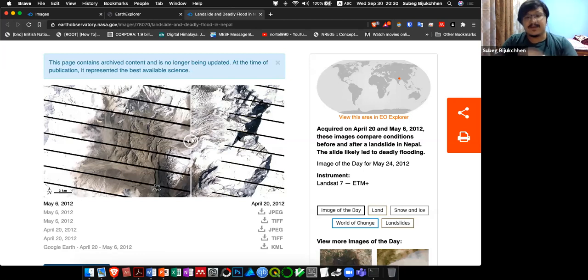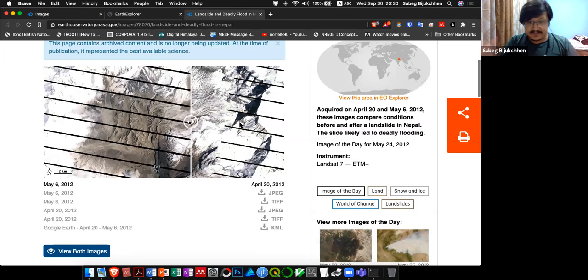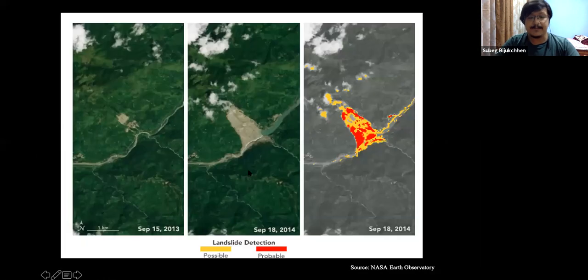Okay. So this kind of thing we can do. We can have photographs from two different times, and then we can compare. And that's one of the easiest ways to monitor landslides. Okay. So this is landslide detection.